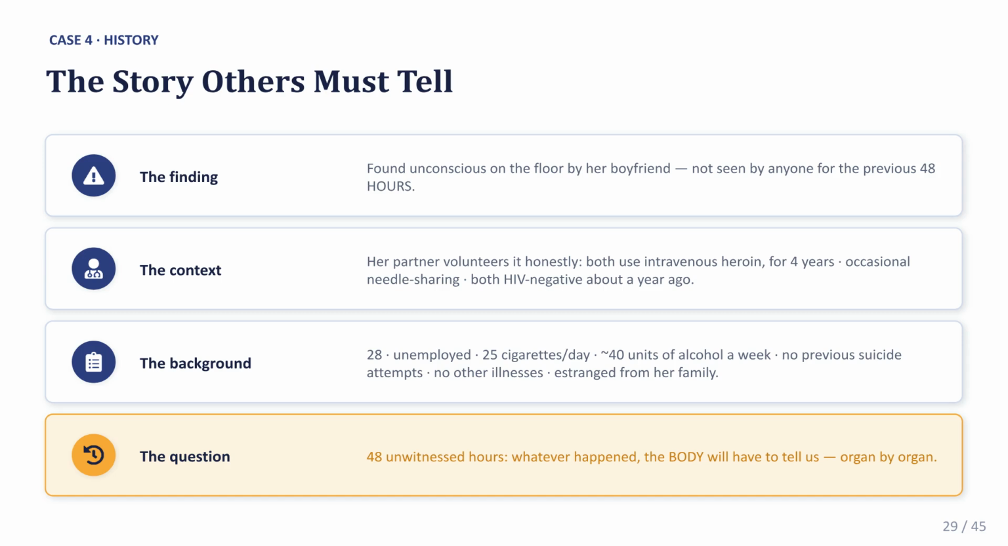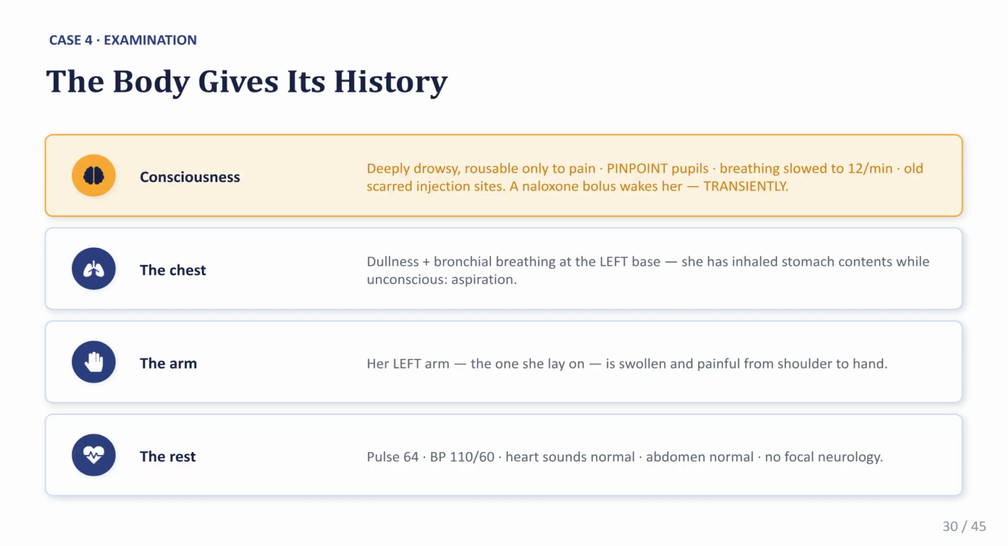She is unemployed, a heavy smoker, and drinks significant alcohol. She has been alone for 48 hours. Every organ in her body will show us the story of what happened during that time. Examination confirms opioid toxicity, reversed temporarily by naloxone. We also find evidence of aspiration pneumonia at the left lung base and significant swelling in her left arm.